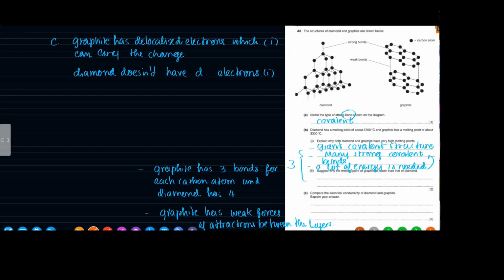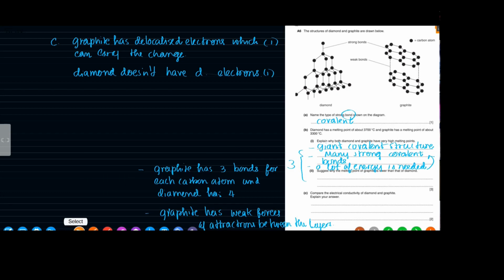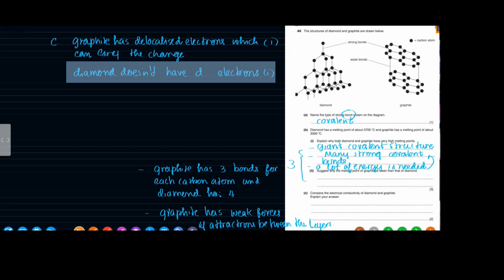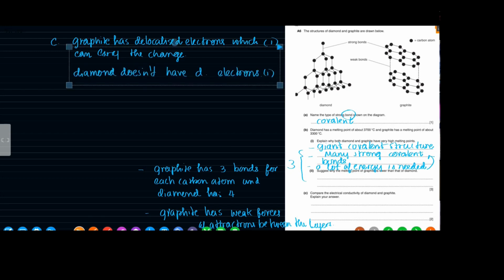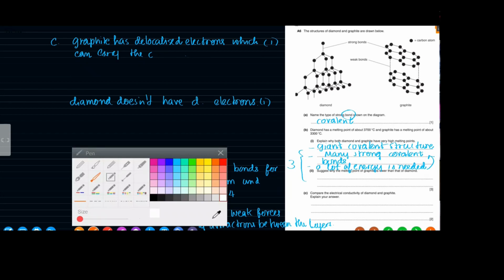But let's say this question is about 3 or 4 marks. Then further elaboration on why graphite can conduct electricity, or why it has delocalized electrons or not, has to be explained. Right now, just for this particular question, this answer is more than enough. But I'm just giving you some value additions.